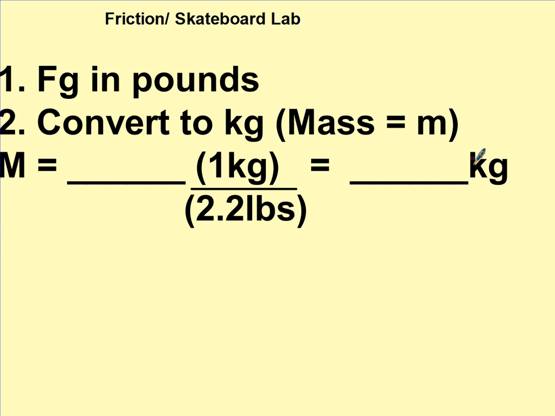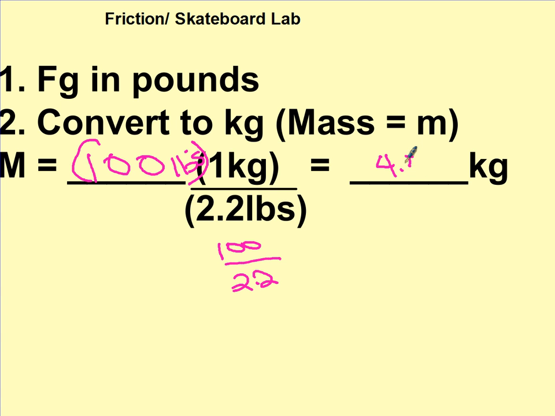Let's say you step on the scale, and the scale says you weigh 100 pounds. Nice even number. You're going to do the conversion: 100 pounds times 1 kilogram divided by 2.2 pounds. So this will be 100 divided by 2.2, and you get 45.45 kilograms. When you put this in your calculator, or you can do it by longhand, you get 45.45 kilograms.